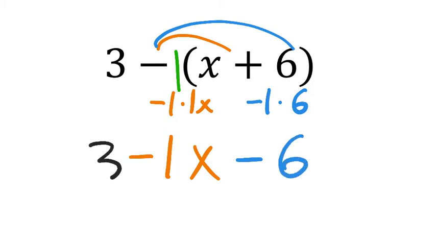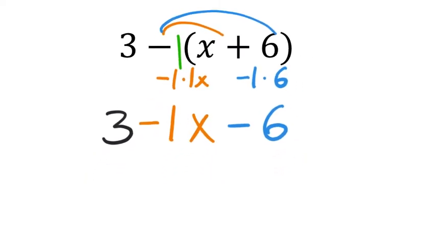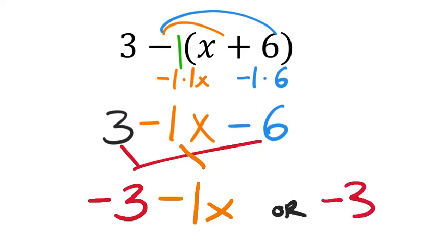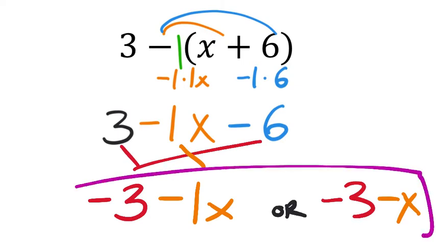Now don't forget the 3 out there in the front, because in this expression, I now have like terms that I can combine. So I will need to combine them. That's the 3 and negative 6. Now again, 3 and negative 6, you could say 3 plus negative 6, you can say 3 minus 6. Either way, you should get negative 3. There was no like terms to combine with my negative 1x. Again, you could, if you wanted to, write this as a negative 3 minus x, if you want. But it's not required. Either one of these will work.